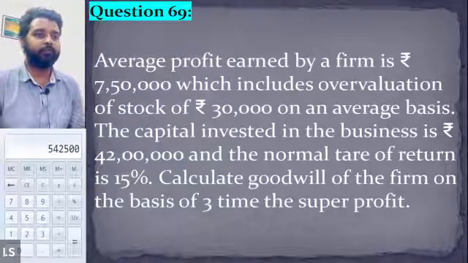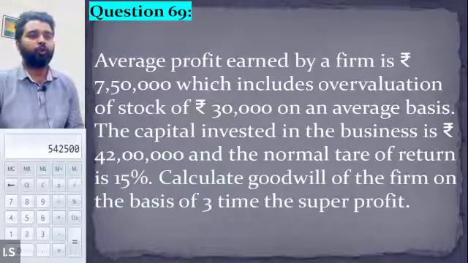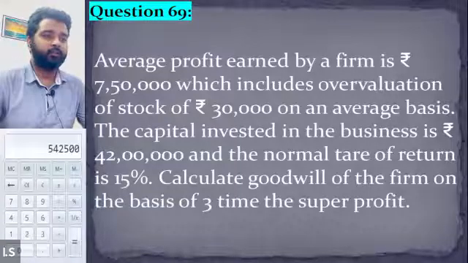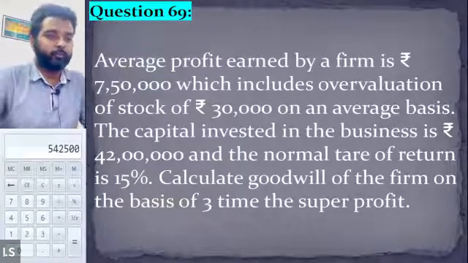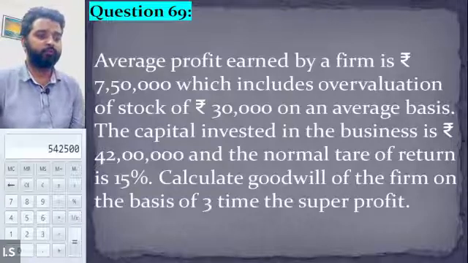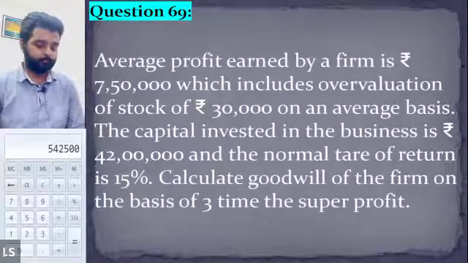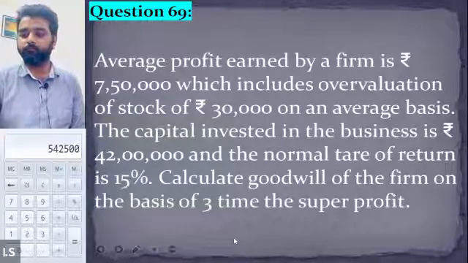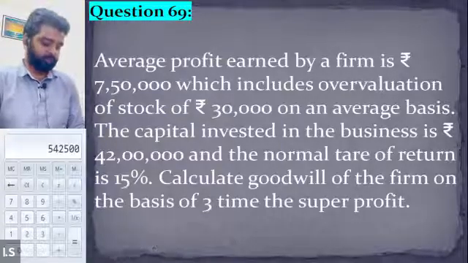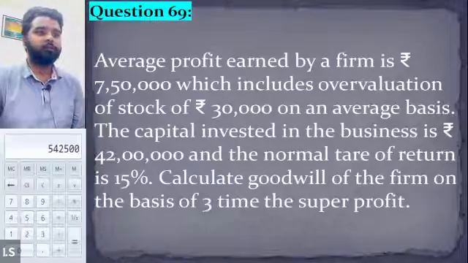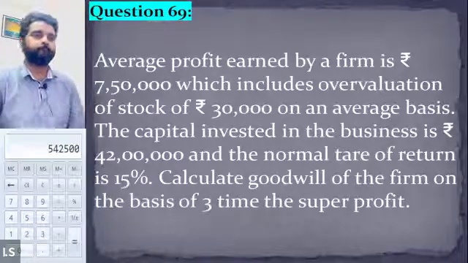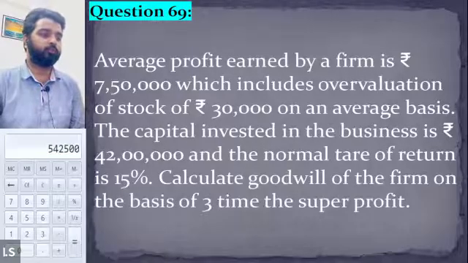The capital invested is 42 lakh, given in the question. Normal rate of return is 15%. We need to calculate goodwill of the firm considering it as 3 times the super profit. So this question is almost similar to the previous one. I hope the question is clear to all of you. Done, everyone? Got the screenshot? Yes, sir. All right. So you need to solve this question in your homework.